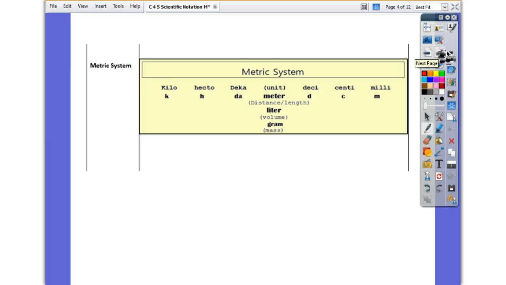All right, and here we talked about the metric system. One more time, let's hear it. Kangaroos hopping down mountains, drinking chocolate milk. That was awesome.